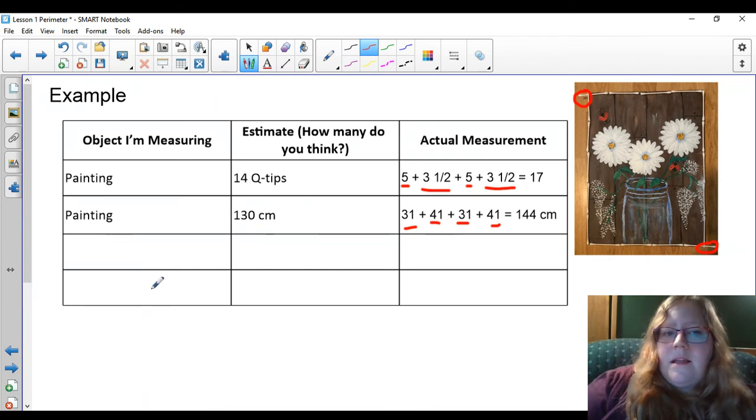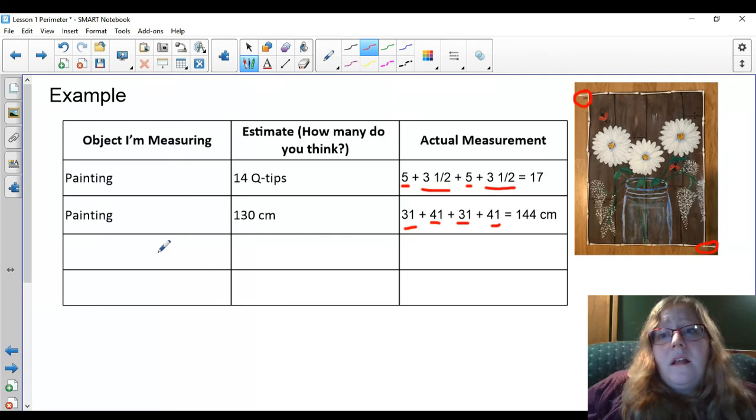Then I do the same thing with one other object in my house. You could do something really big, like a table, or you could do something really small, like, I don't know, whatever you have at home that you want to measure, a tablet maybe.